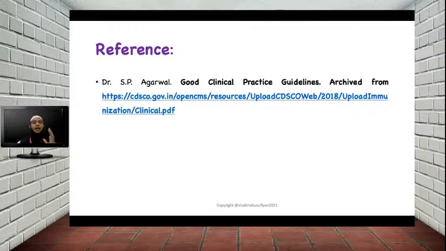I have gathered this information from the Dr. S.P. Agarwal Good Clinical Practices Guidelines, which were archived from the cdsco.gov website. So I must thank this author for compiling the wonderful information and keeping it in the public domain. So I thank the author, and I thank the organization for making this information available online.